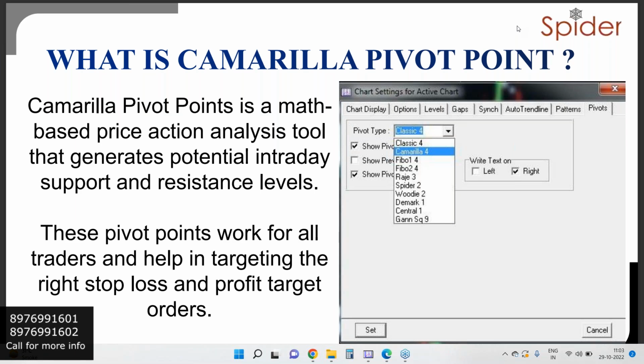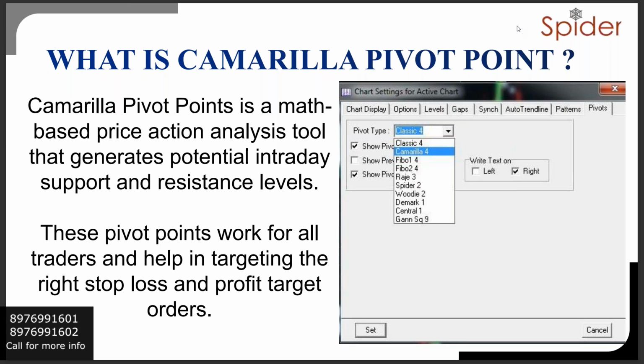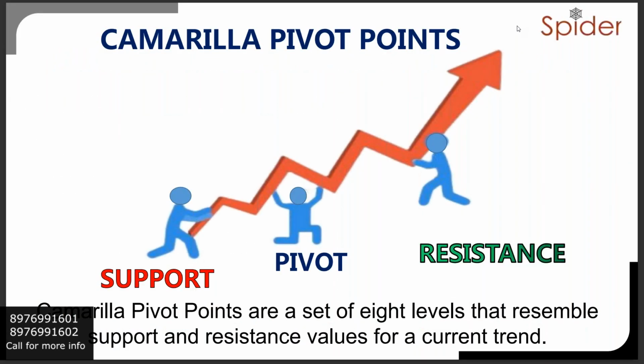It helps to provide a target as well as a stop loss for the traders. It has different criteria where you can use these pivot points, because it has 4 levels for resistance and 4 levels for support. So it helps to identify the target as well as the stop loss. Before I start, I'll show you on the chart.